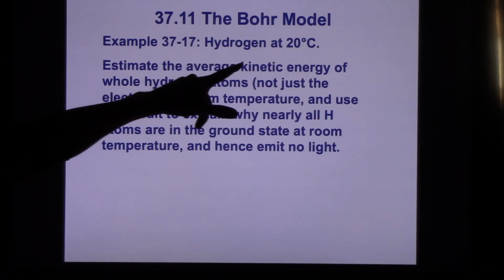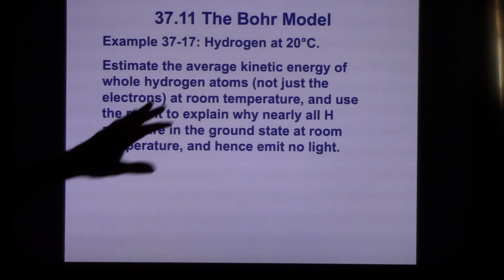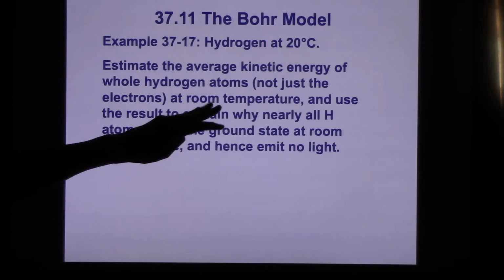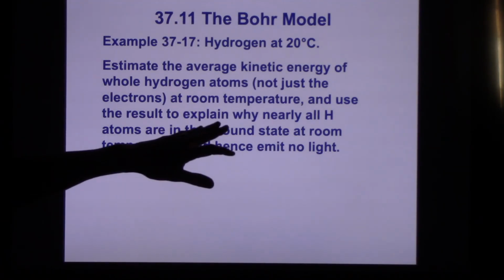We have hydrogen at 20 Celsius. Come on, they don't really mean 20 Celsius. They mean 293 kelvins, right? So they're estimating the average kinetic energy of a hydrogen atom at room temperature.